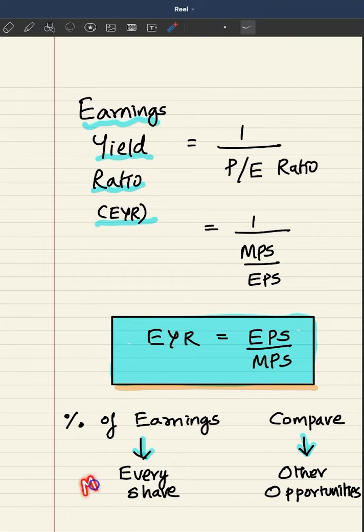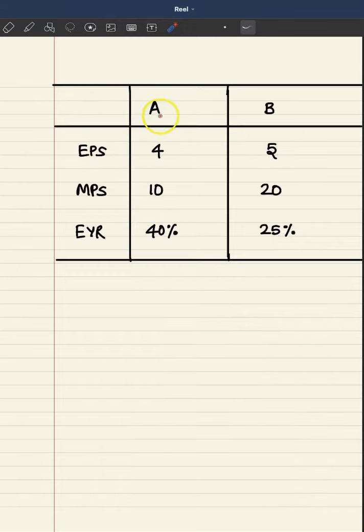So you know what the market price is. For that, what are the earnings you are having and what is the percentage of it. That information will help you to compare this percentage with other investment opportunities. Let's say, for example, you have two companies, A and B. Company A is giving EPS of 4 and B is giving EPS of 5. So a blind comparison of EPS means B is doing well because it has got 5.